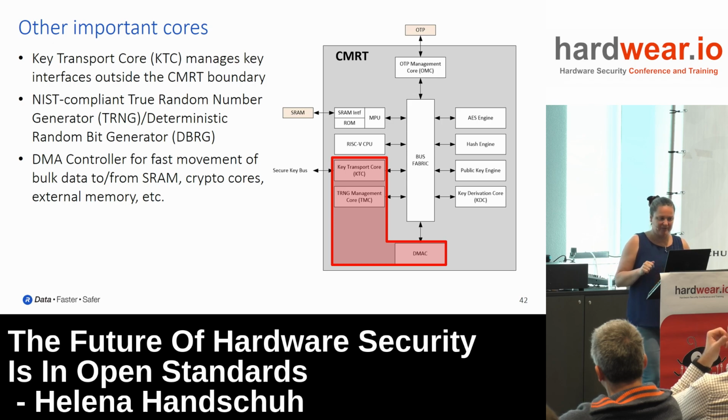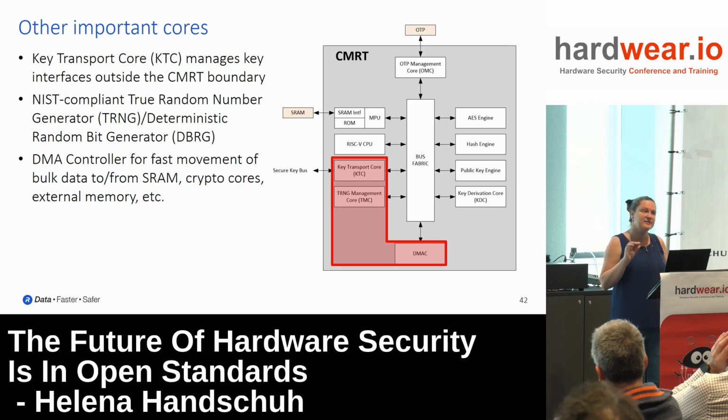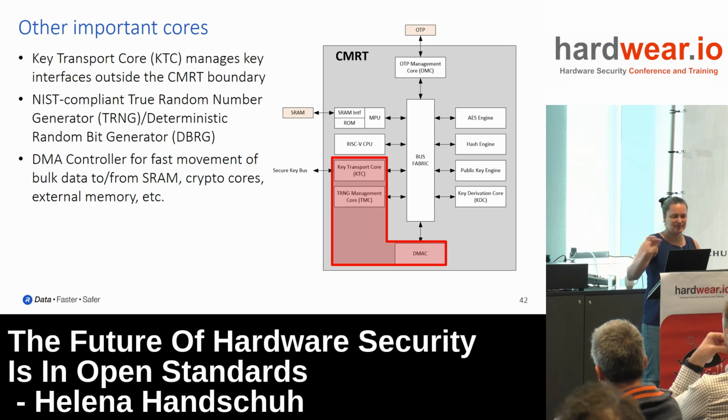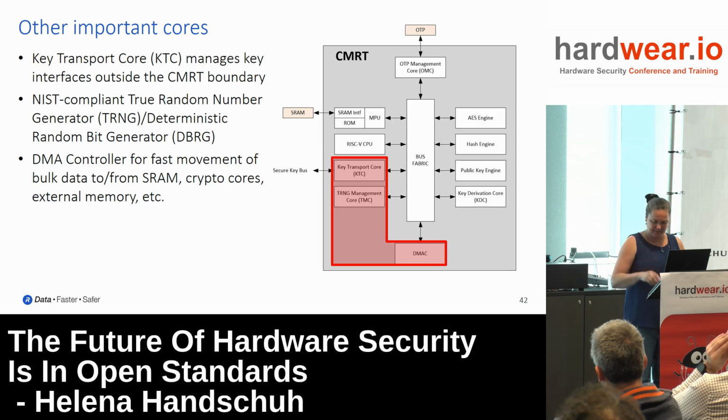Okay, other important cores in here. The key transport core, I just mentioned it. You can output keys on certain outputs if you so wish, but you have to be very careful about how you do that, and you have to connect it directly in hardware to other portions that you're sure you want those keys to be able to go to. A NIST-compliant TRNG and a DRBG as well, and a DMA for faster memory movements.